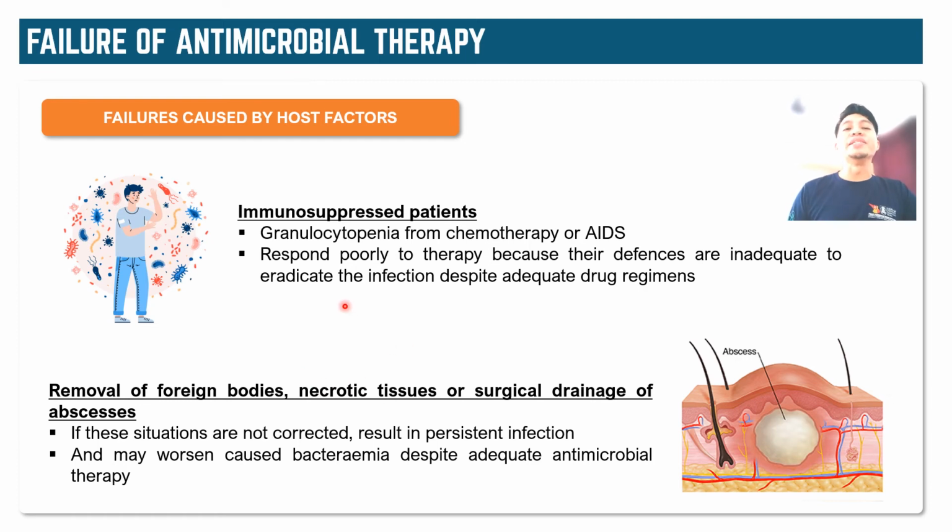A good example is the poor response of infection in granulocytopenic patients when their white blood cell count remains low during the therapy. In contrast, when the granulocyte count increases during the therapy, they show a much better response to the antimicrobial regimen. Another factor that you might want to consider is other host factors related to the need for surgical drainage of abscesses or removal of any foreign bodies or necrotic tissues. If these situations are not corrected, it might result in persistent infections and may cause bacteremia.